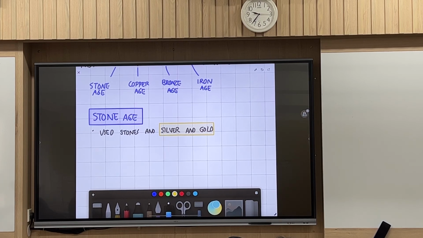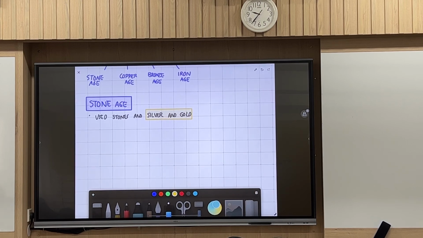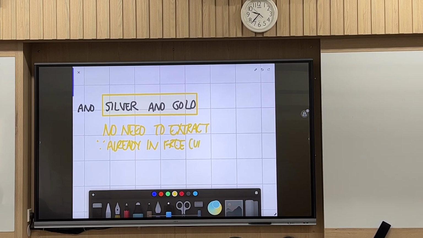They come from outer space. When a supernova event happens, when those stars explode, they can form gold and silver. The core of the earth is not hot enough, not strong enough to fuse elements into gold and silver. So this is what makes gold so rare, because they are not formed on earth itself. They come from meteorites. So use stones and silver and gold. Put down that these metals don't need any extraction because they are already in the free, unbonded state.